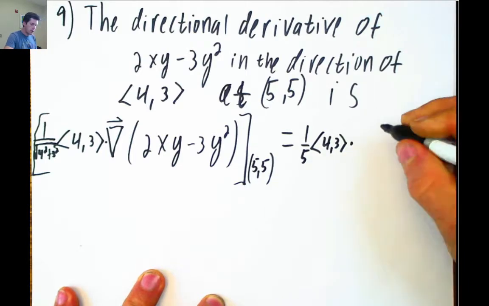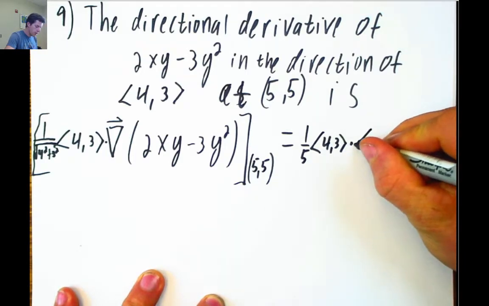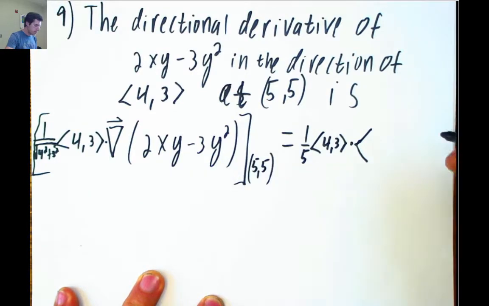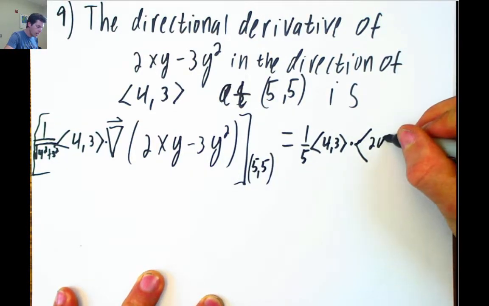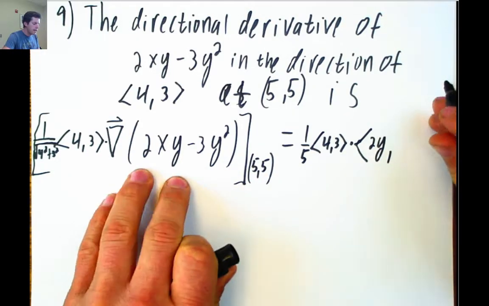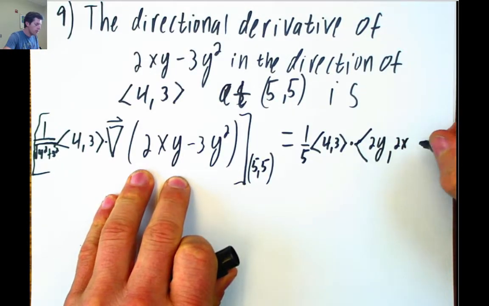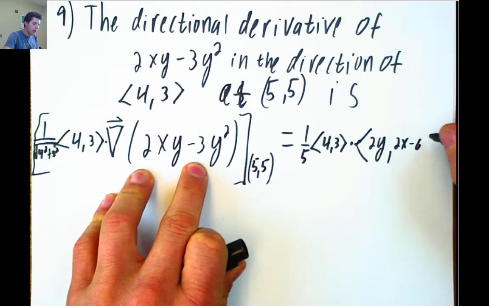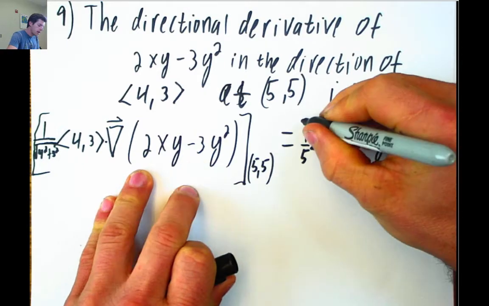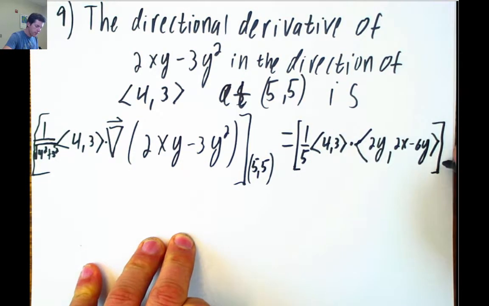dotted with, now let's take a look at that gradient function there. Okay, the derivative with respect to x of that expression is 2y. Yep. And the derivative with respect to y is 2x minus 6y. That I need to evaluate at 5, 5.